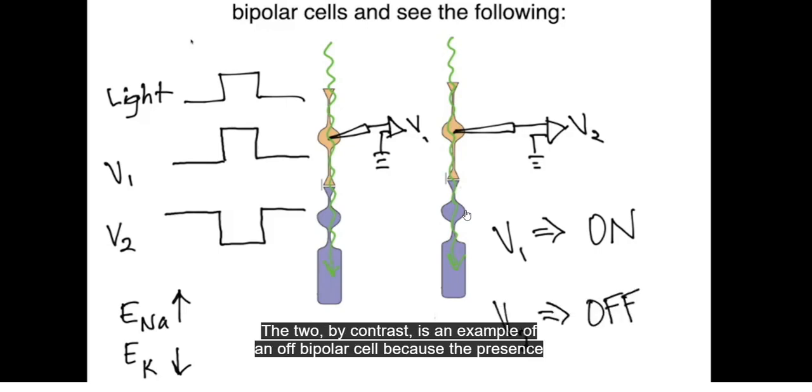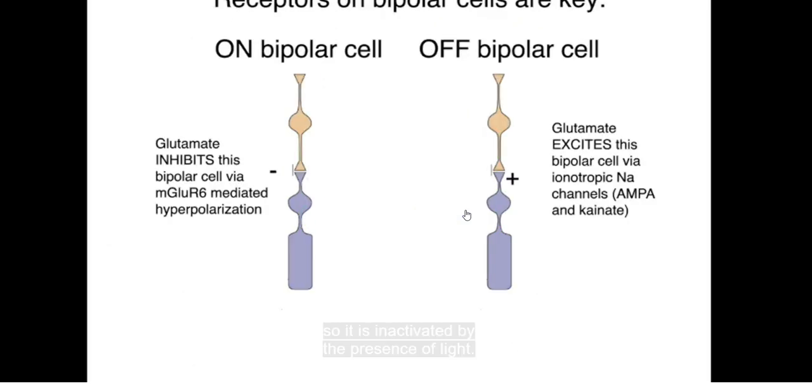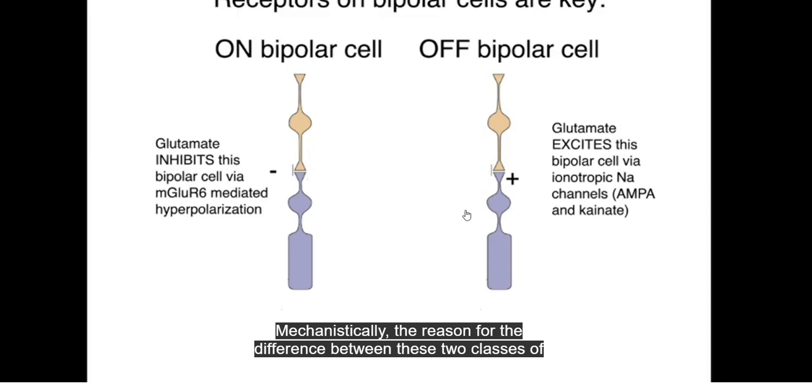light. V2, by contrast, is an example of an off bipolar cell, because the presence of light causes it to hyperpolarize and thus release less glutamate, and so it is inactivated by the presence of light. Mechanistically, the reason for the difference between these two classes of bipolar cells is not because the rods are doing anything different. In both cases, the rods are responding to the presence of light, as we talked about previously, which is that the rods are releasing more glutamate in the dark and less glutamate in the light.